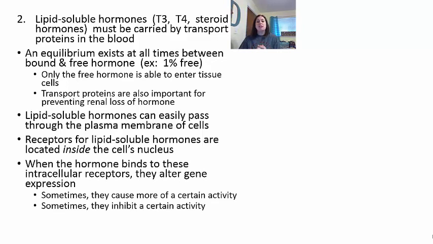When this hormone binds to these intracellular receptors, intra meaning inside the cell, they're going to alter gene expression right off the bat. So they're not going to already have proteins or something that they then change outside of the nucleus.